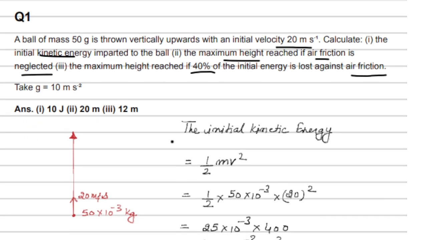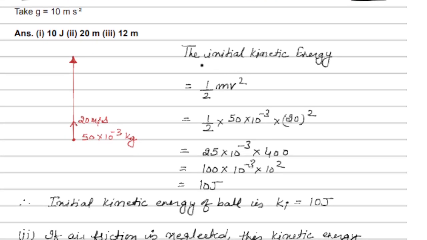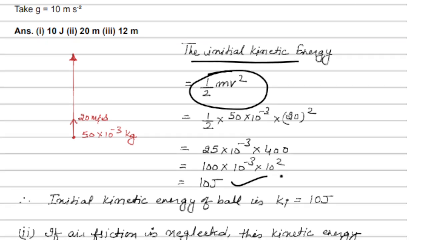Okay, so let's see the first part. We have to calculate the initial kinetic energy. So we can use the formula half mv square. Here we just have to put the values, just convert the mass into kilograms and put the velocity value, and you will get the answer as 10 joules. So the initial kinetic energy of the ball when it just got released from our hand, upwards, was 10 joules.